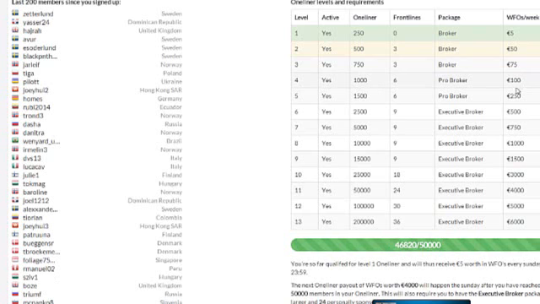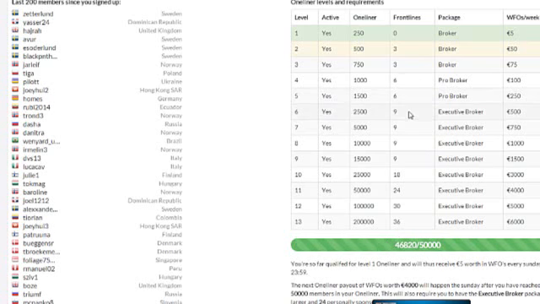This is payable after the first day. You can get 100 euros a week. Now, obviously, you see the frontliner has to increase, and you have to upgrade to a pro broker to get 100 euros a week. But as soon as you get pro broker and you have 6 people referred, you're eligible for 250 euros per week.